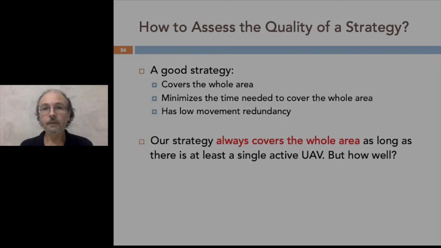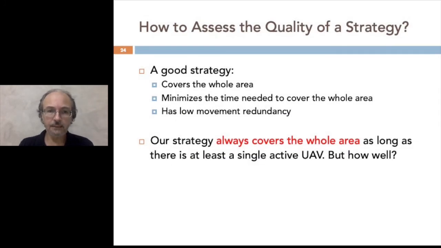UAVs in the group. But once we have designed a given strategy to solve some of these problems, how could we assess the quality of the strategy? To cover the area is not exactly the problem. The problem is how well can we cover the area considering the set of resources that we have. For example, the set of UAVs that we have at the moment. Then we think that a good strategy obviously has to cover the whole area, but should also minimize the time needed to cover the whole area, and should provide low movement redundancy.